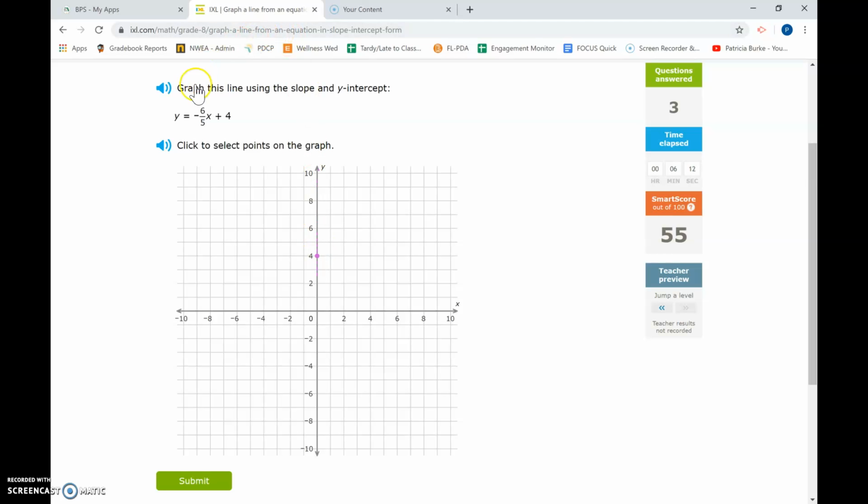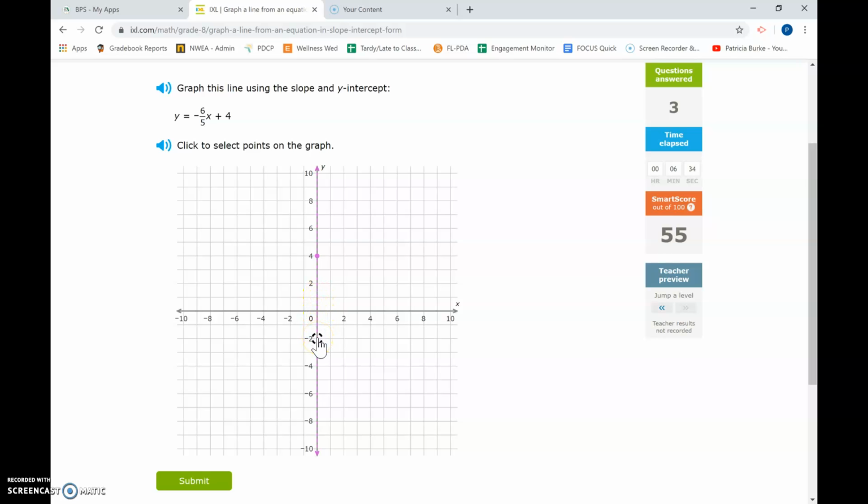Alright, now let's find our second point with the slope. So -6/5. We're going to go down 6 floors before we run across 5 doors. So let's go down 6 first. 1, 2, 3, 4, 5, 6.